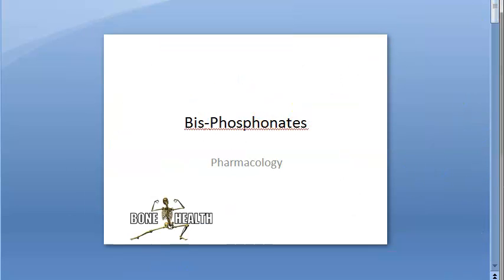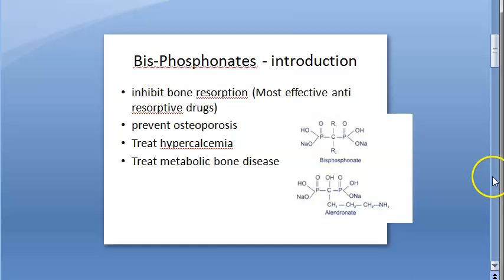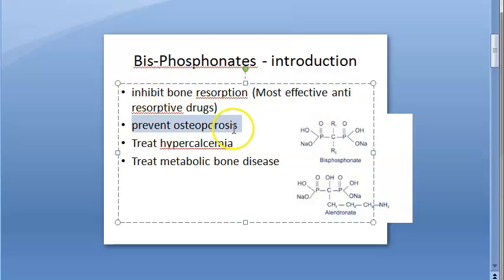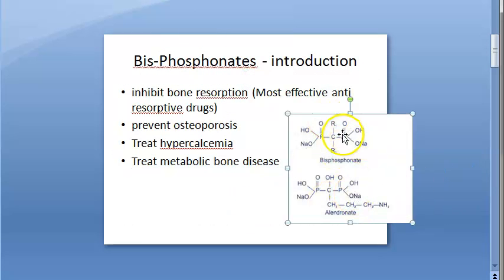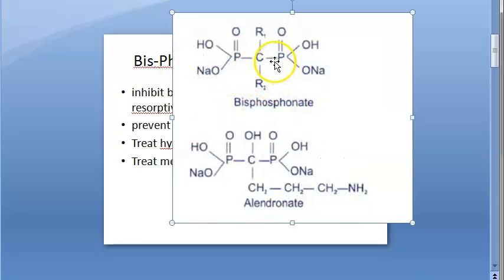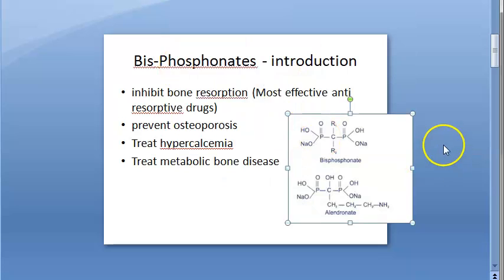We started off with the pharmacology of bisphosphonates. Bisphosphonates are for bone health. They will protect the bone. In the introduction, we saw they help in preventing osteoporosis. They treat hypercalcemia. They inhibit bone resorption. They treat metabolic bone diseases. Basically they have 2 phosphates with some side chains. We have seen the structure, 2 phosphates with some side chains.